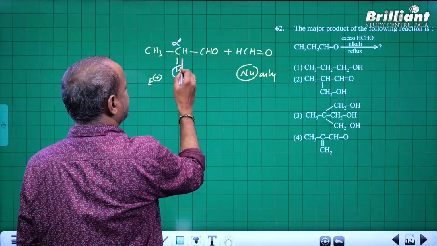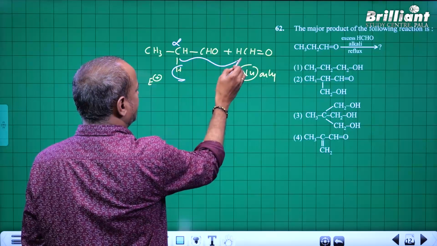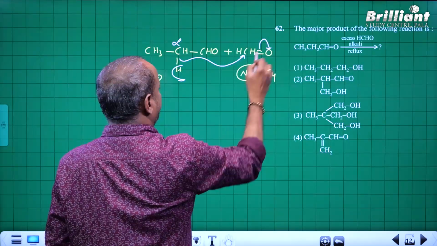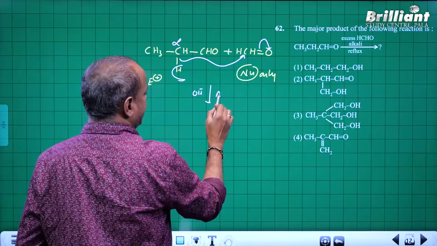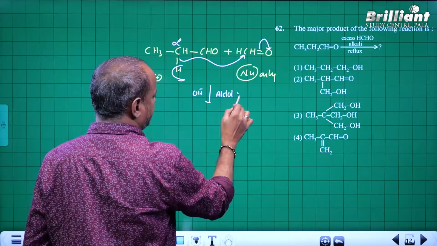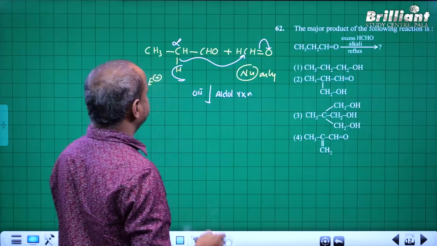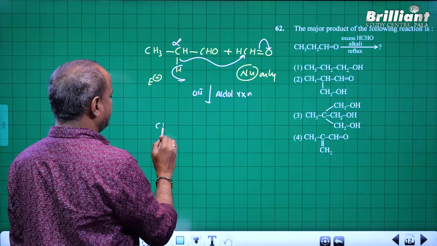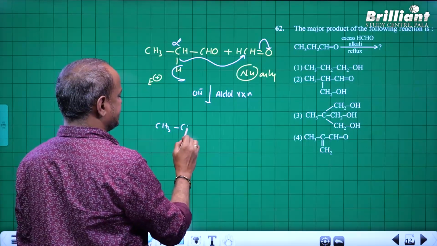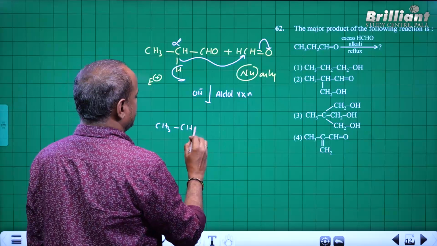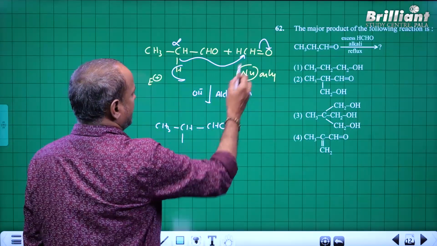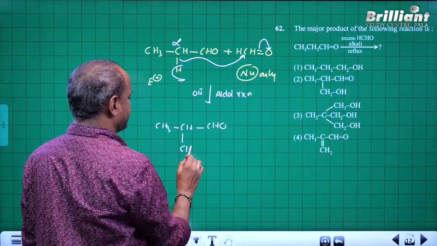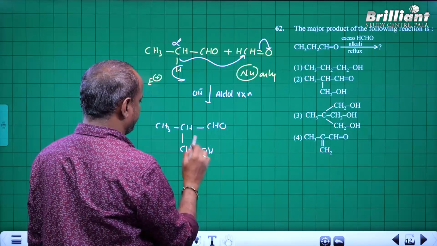To form C minus. Is C minus joined with the carbon and O minus in basic medium? That is called Aldol reaction. Not condensation, first reaction, Aldol reaction. CH3, CH, CHO, new bond is CH2OH.